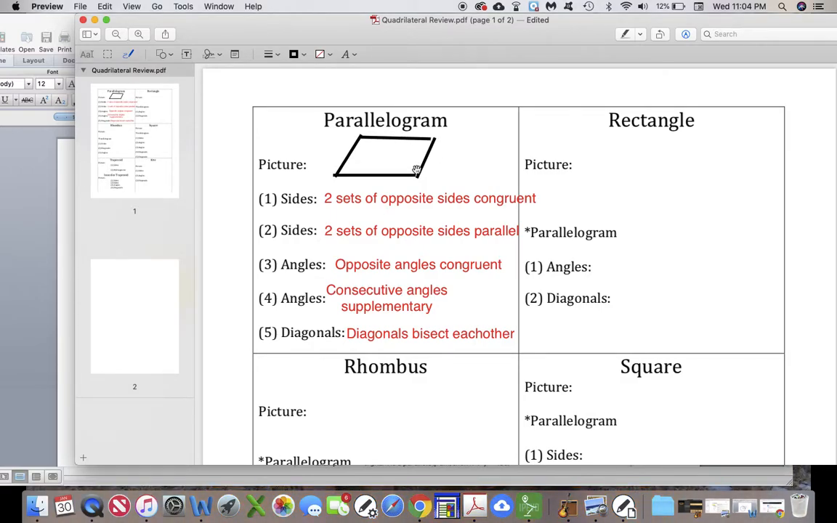So you've got 4 sets of consecutive angles right next to each other that would have to add up to be 180. That's the trait about parallelograms that gets forgotten a lot, that the angles that are right next to each other make 180 degrees. And the last thing is that the diagonals bisect each other.